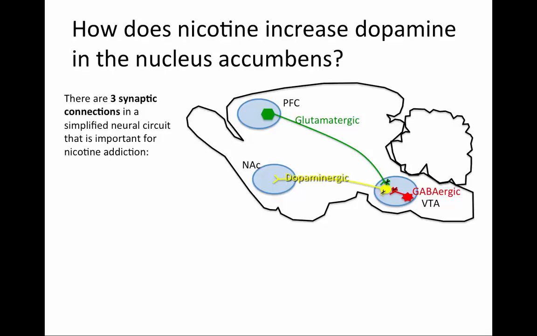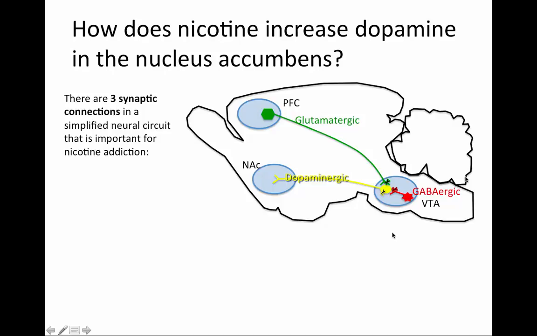There are three synaptic connections in a simplified neural circuit that is important in nicotine addiction. The first is the dopaminergic pathway, pictured in yellow, that projects from the VTA to the nucleus accumbens. Dopamine neurons originate in the VTA and project to the nucleus accumbens, releasing dopamine in this area. These neurons are modulated by two other synaptic connections: glutamatergic afferents from the prefrontal cortex, shown in green, and GABA innervation within the VTA, shown in red. Both of these projections synapse onto dopaminergic neurons in yellow.